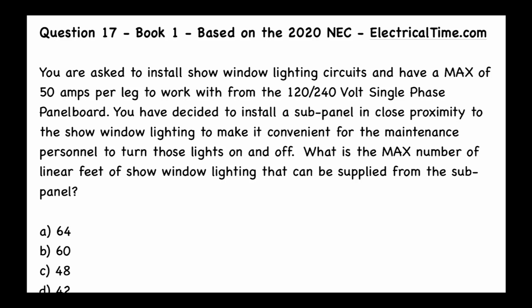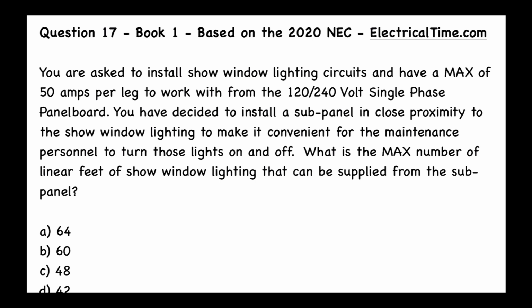This is question 17 from Book 1 based on the 2020 NEC, and this is electricaltime.com. You are asked to install show window lighting circuits and have a max of 50 amps per leg to work with from the 120 volt / 240 volt single phase panel board.